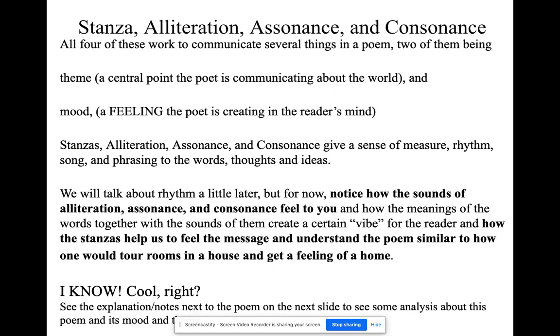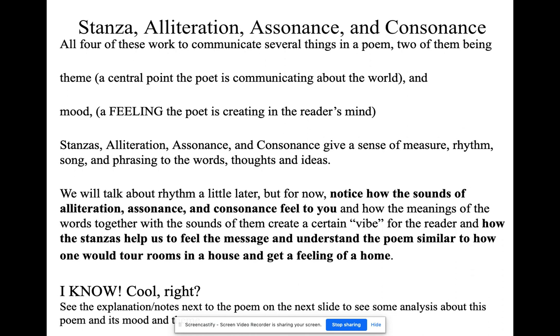Okay, so all four of these, with stanza, work to communicate several things in a poem. These things are done intentionally by poets. One thing that they can communicate is theme, and another one is mood, a feeling. And that one is really strong in this poem. Actually, both of those, theme and mood. So stanzas, alliteration, assonance, and consonance give a sense of measure, rhythm, song, and phrasing to the words, the thoughts, and the ideas, and that makes us feel a certain way.